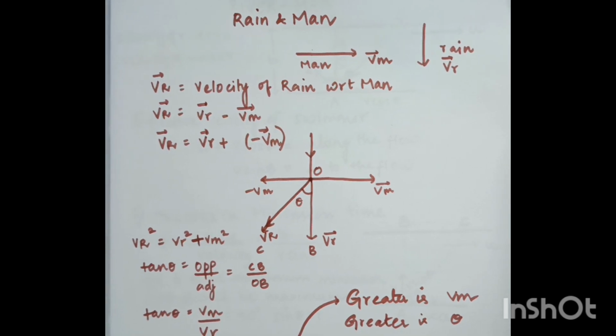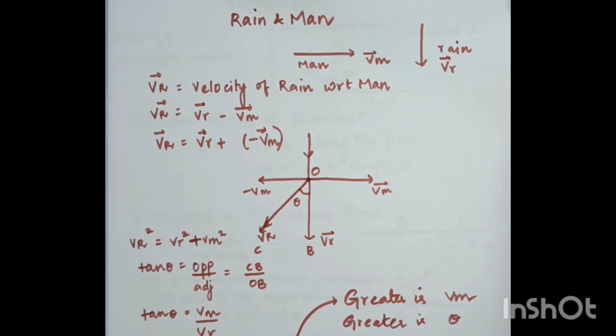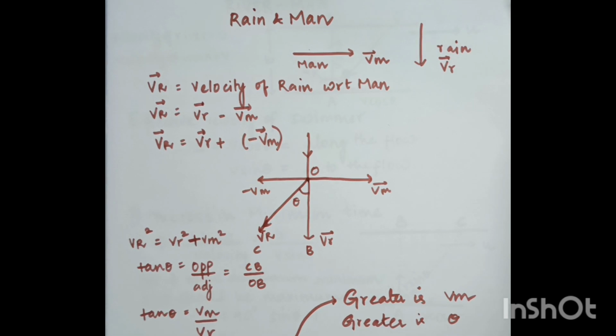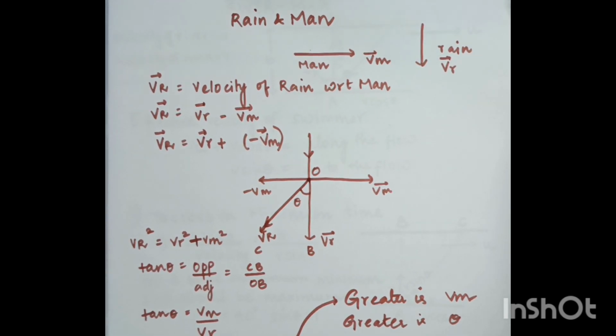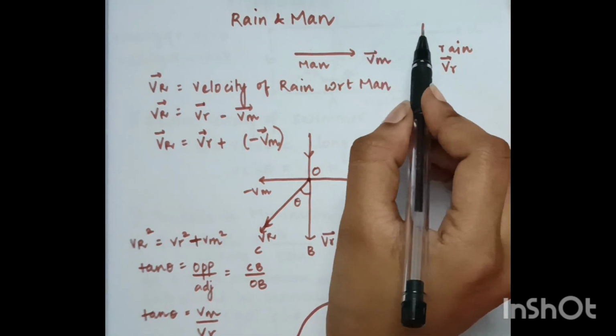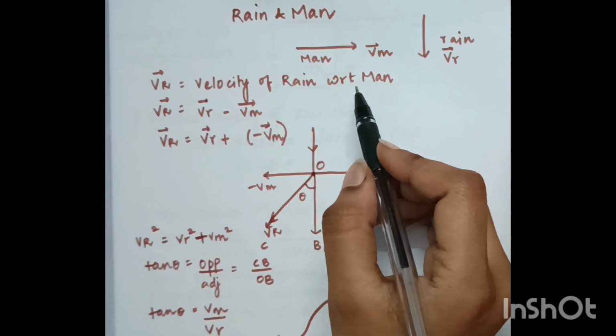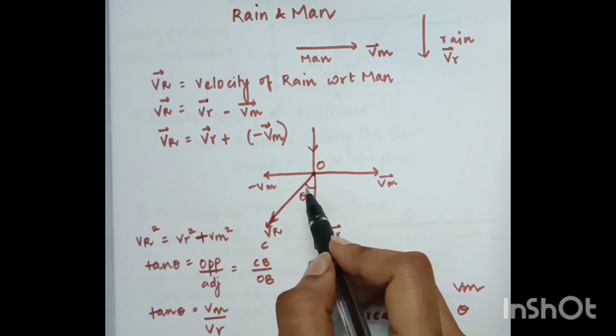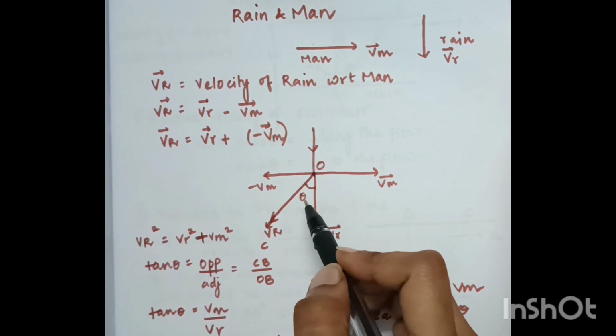Let us see about two important problems on relative velocity. One is the problem of rain and man. It is observed that for a man in motion, the rain appears to be falling at an angle with the vertical. Suppose the rain is falling in this direction, but it seems it is falling in this direction, making a certain angle with the vertical.